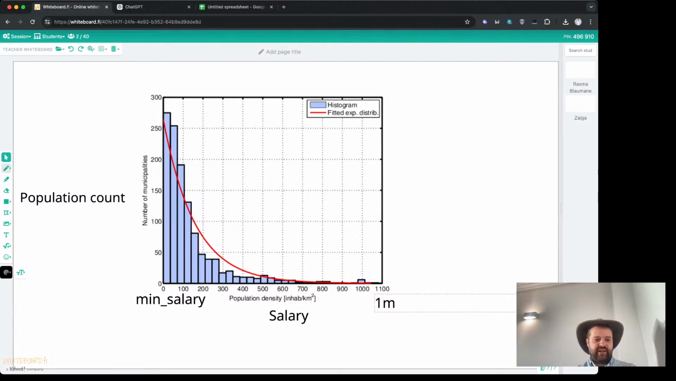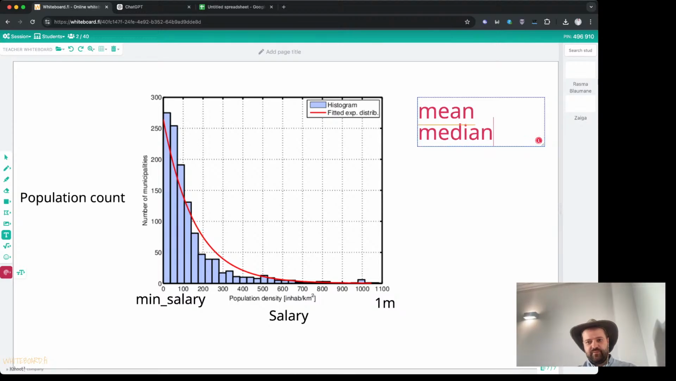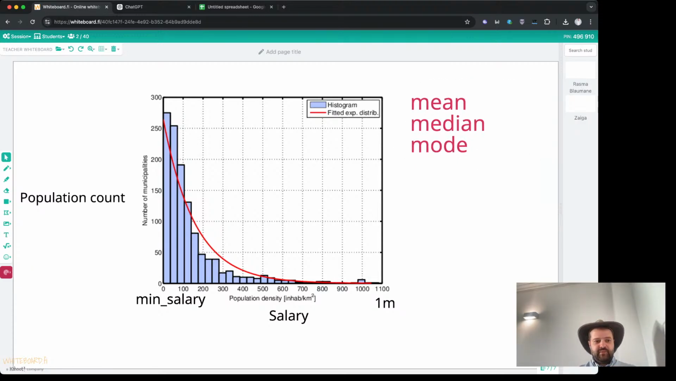Usually not all students realize these details, but you need to know them. You have the option to use either the mean, which means the average, the mean salary of the whole population, or you can use the median or the mode.